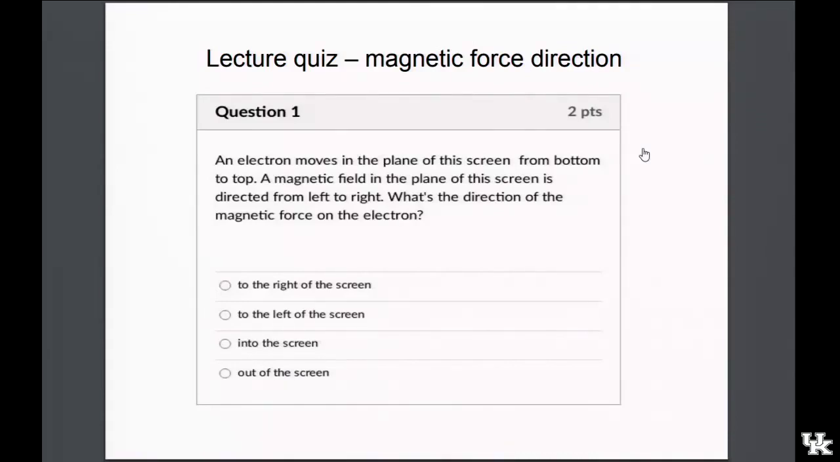The magnetic field is directed from the left to the right, and we've got to figure out the direction of the force on the negatively charged electron. So I'll give you a minute to think about that. I'm going to just play around with the right-hand rule a bit so I know the answer myself.